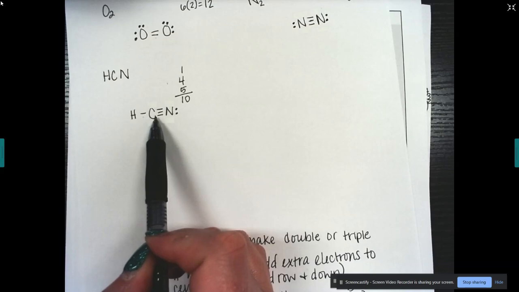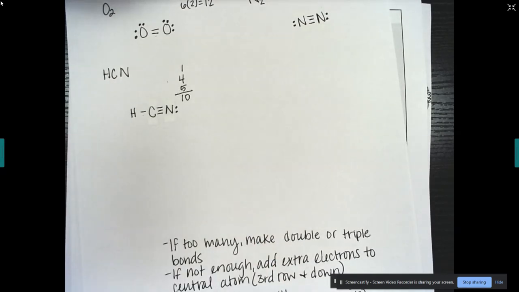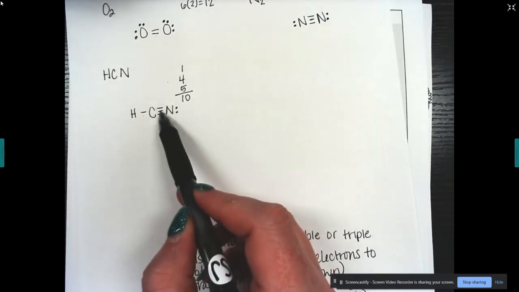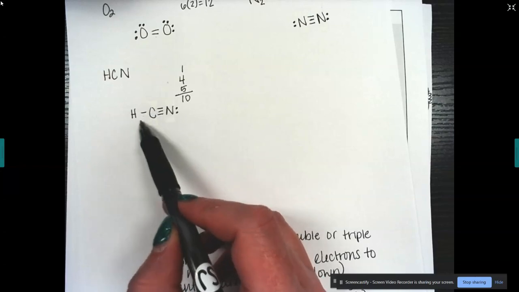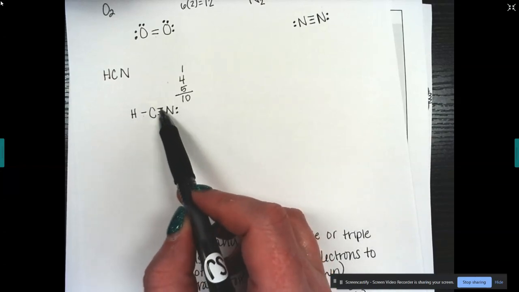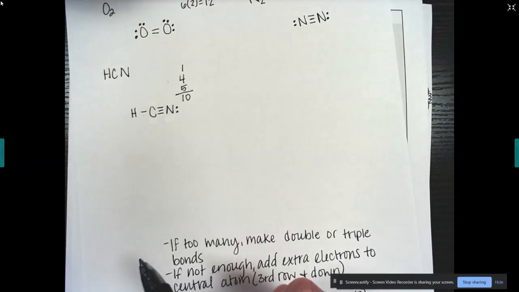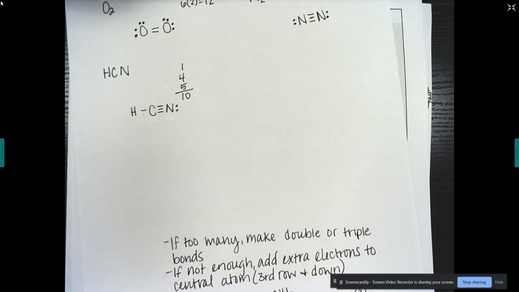Well, what it is, each of the carbon and the nitrogen get to kind of have 8 in their outer shell. Even though these are shared, so the carbon has 2, 4, 6, 8 that it gets to count. The nitrogen has 2, 4, 6, 8 that it gets to count. But you only count them once.